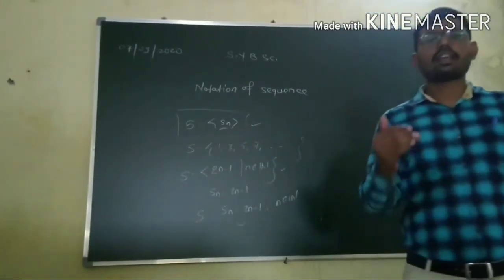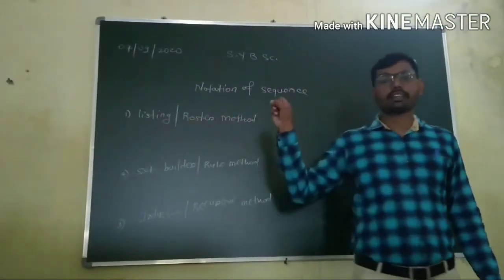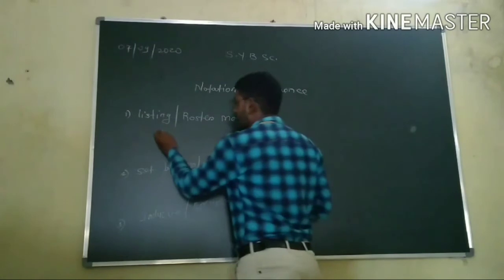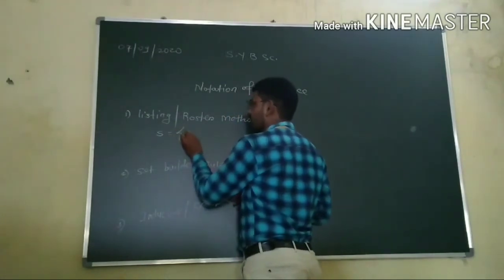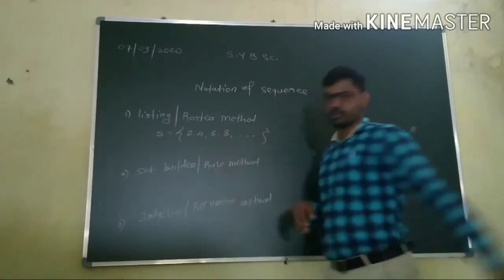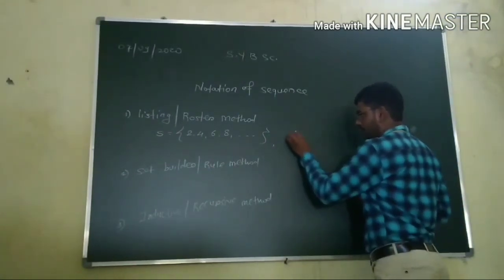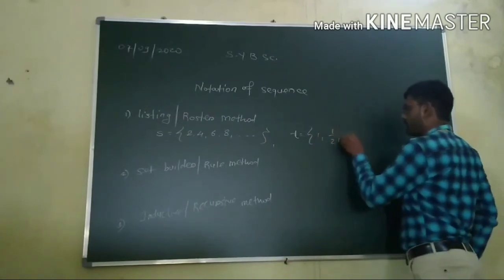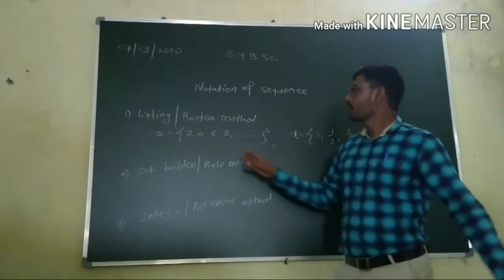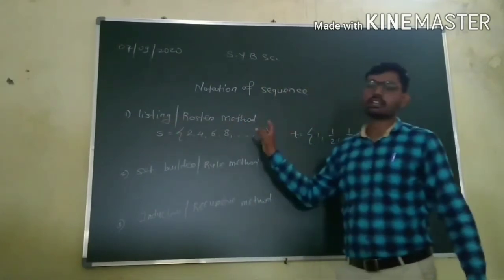Now there are various ways to write a sequence. First is the listing or roster method. In this type of method, we directly write the elements of the sequence. For example, S is equal to 2, 4, 6, 8 and so on, the sequence of even numbers. Also, we can write T is equal to 1, 1 by 2, 1 by 3 and so on. This is also a sequence. Here we have directly written the elements of the sequence. This is the listing or roster method.